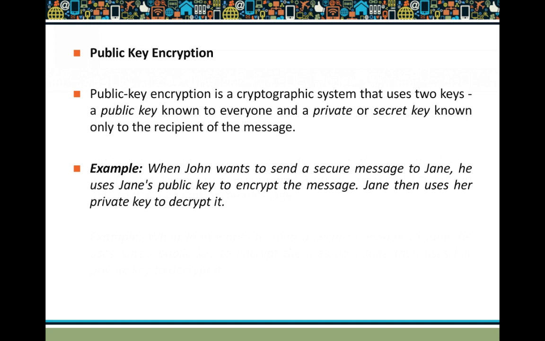For example, when John wants to send a secure message to Jane, he uses Jane's public key to encrypt the message, and Jane then uses her private key to decrypt it. So the sender encrypts the message with the public key, and the receiving end has the secret key, called the private key, with which the message is decrypted.